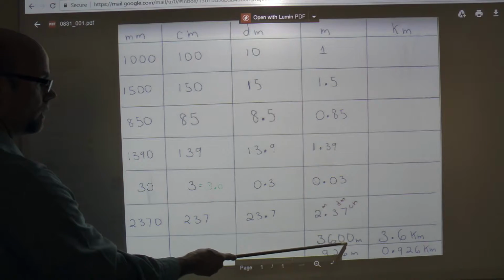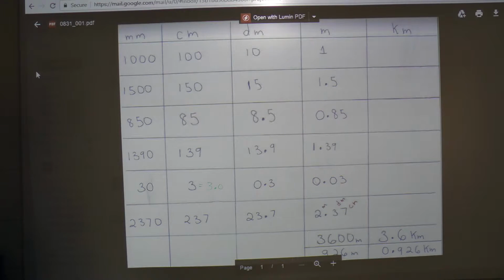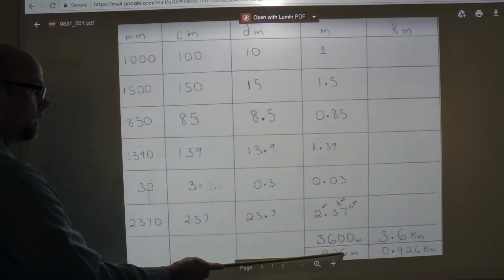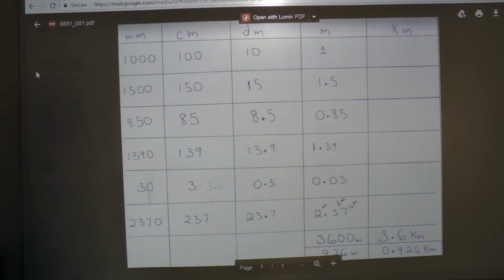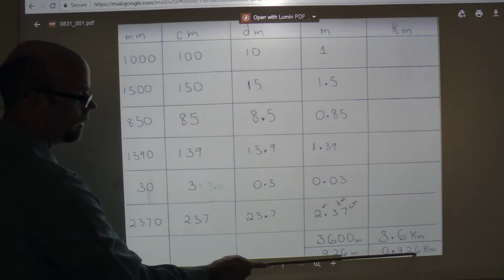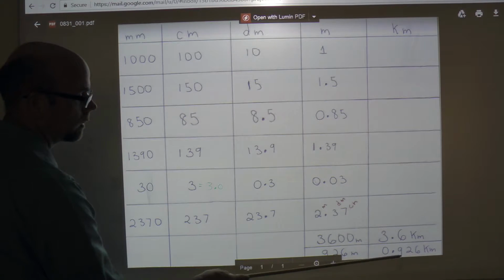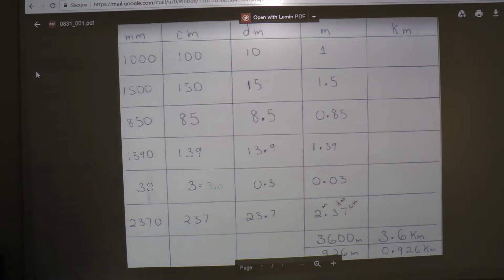3,600 meters equals 3.6 kilometers, or 3.600 could also work. 926 meters is less than 1,000 meters. That means it's less than 1 kilometer. That's 0 kilometers, and it tells us that it's 926 meters. The 926 meters is represented behind this decimal point. On the test, make sure you practice lots of samples of metric conversion, going from one metric unit to the next.